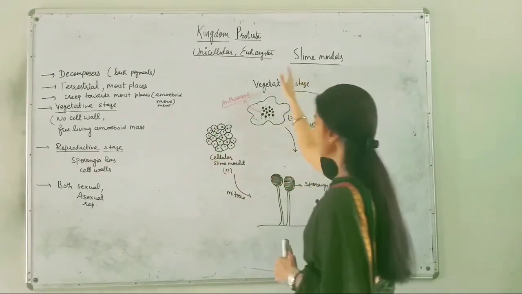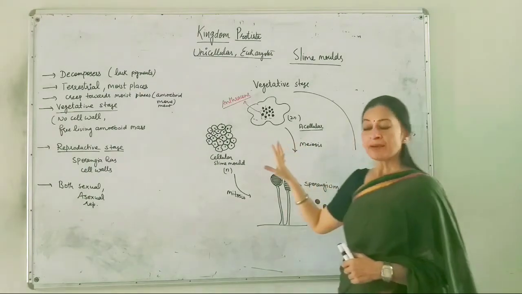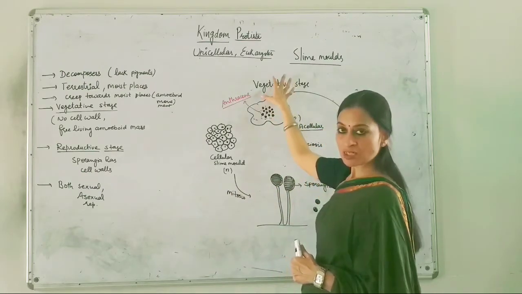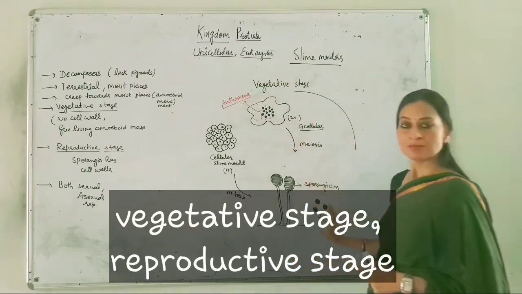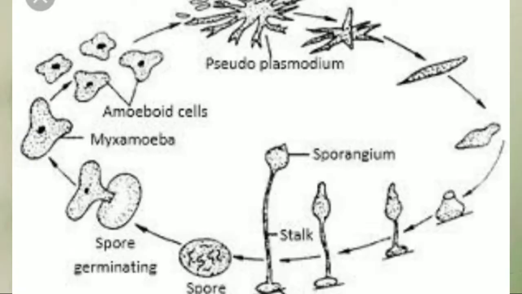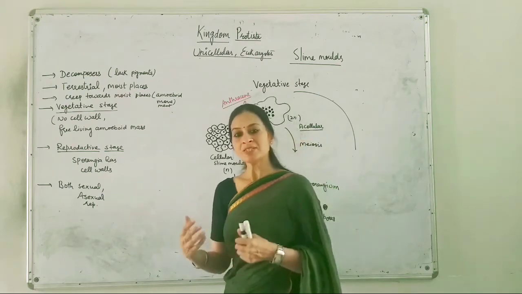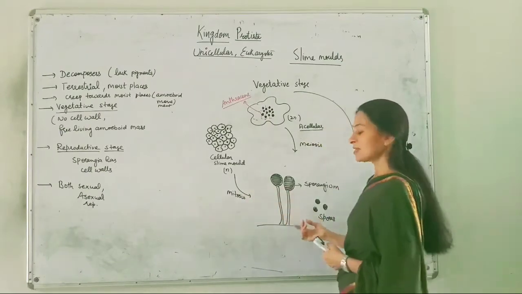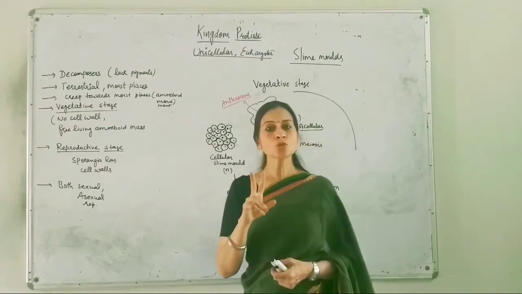The life cycle of these slime molds can be categorized as the vegetative stage and then the reproductive stage. Means their life cycle possesses two types of stages. One is the vegetative phase or stage, in which they will just grow in size, while the other stage is the reproductive stage. So in the vegetative stage they exist in two forms.